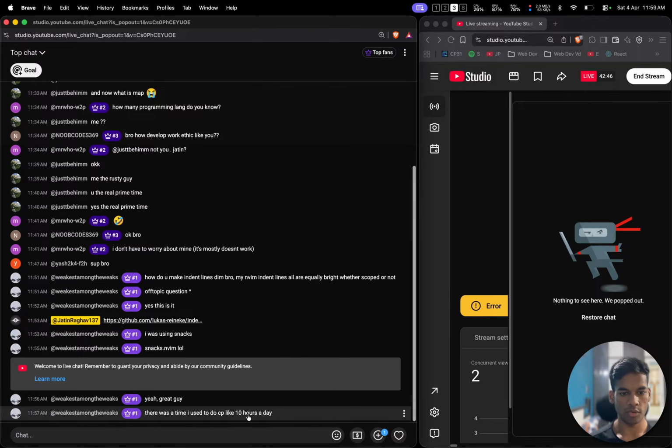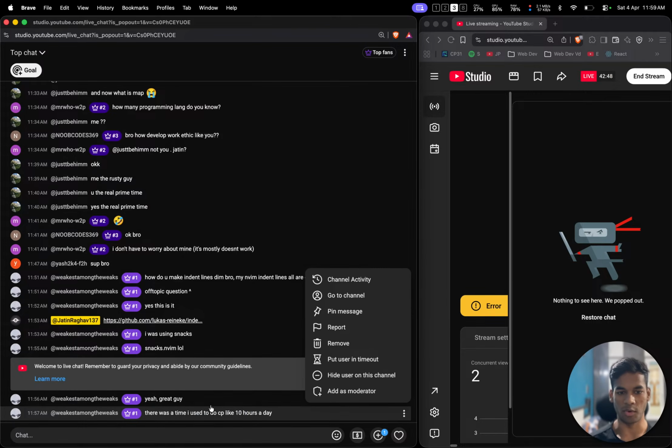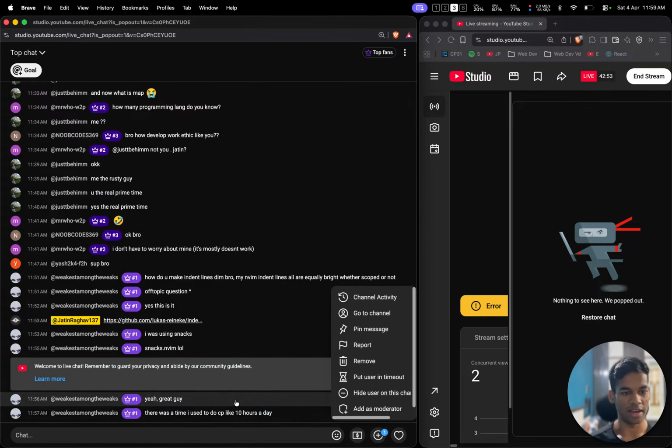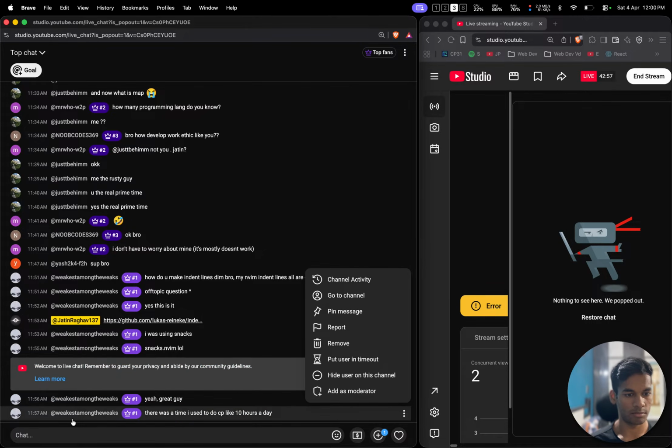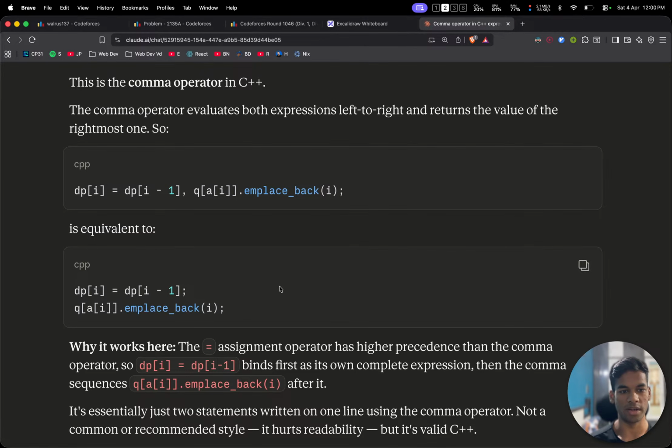There was a time I used to do CP, like, oh shit, okay, I could not do CP for 10 hours. 10 hours is crazy. What is your name? Weak as shit. Weakest among the weak. That is a dope name.